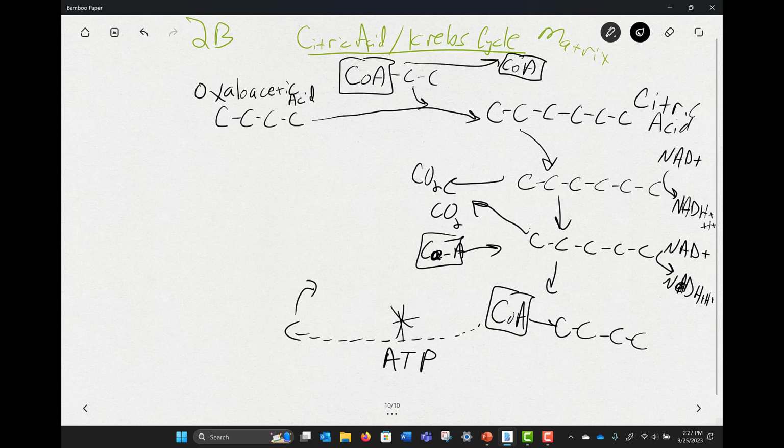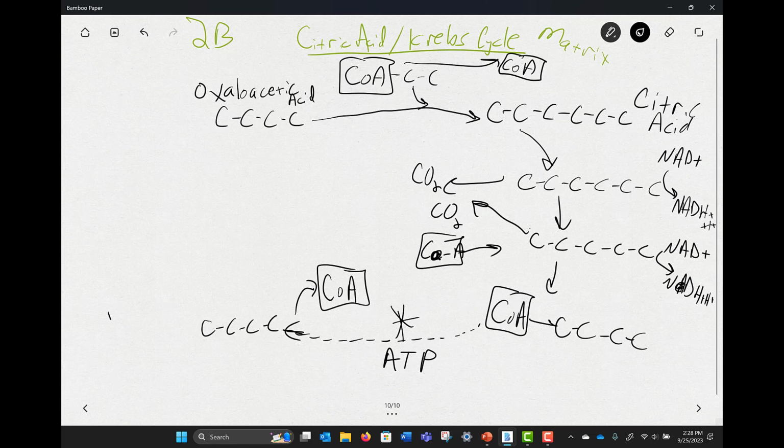Coenzyme A leaves to do his job all over again, but we are left with a 4-carbon compound. This is called succinic acid. You don't need to know that. It is just a 4-carbon compound. I drew 5, so no, I didn't. That's an arrow. So, 4-carbon compound.